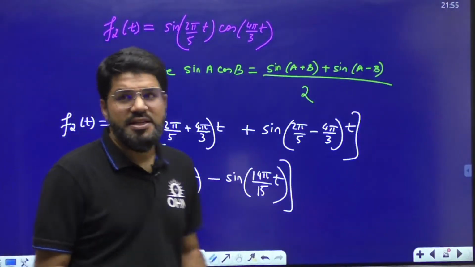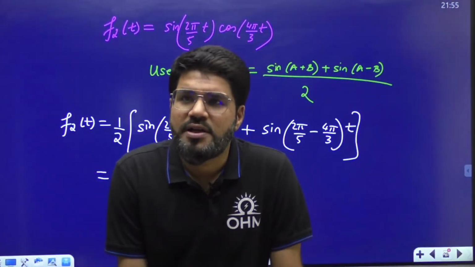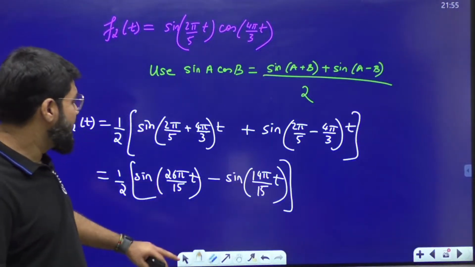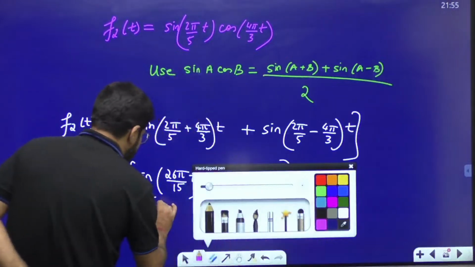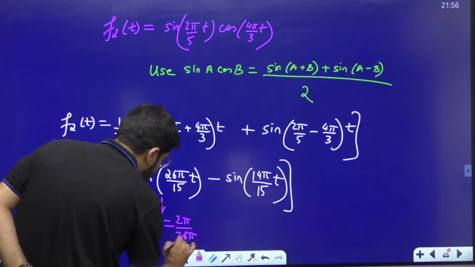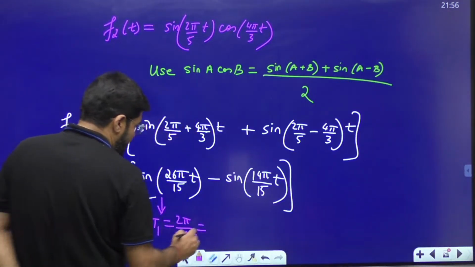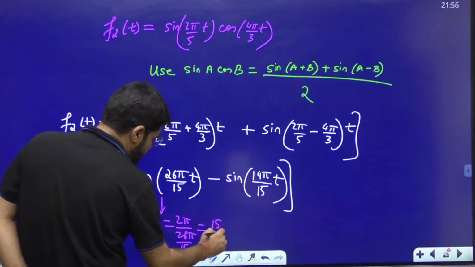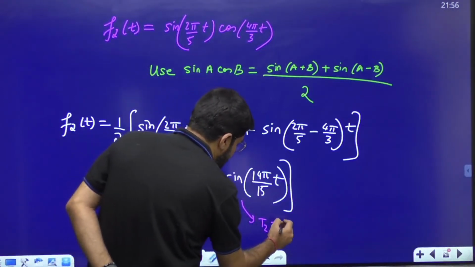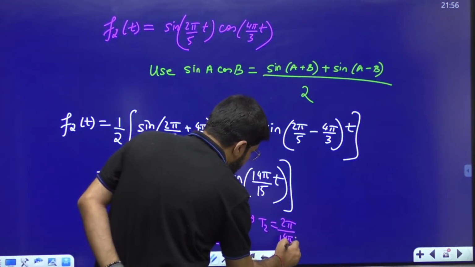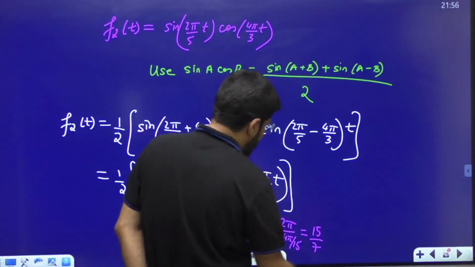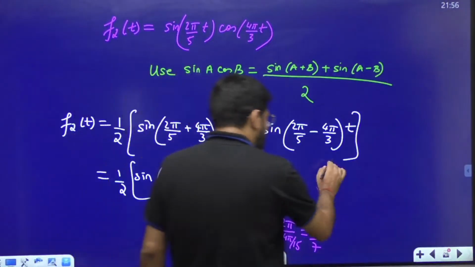This is the answer: again a linear combination of two signals. Yes, that is what we have applied. Now once again, what is the time period T1? Let us say the time period of this part is T1, which is 2 pi upon 26 pi by 15. Pi cancels, 15 goes above, and 2 cancels with 26, so 15 by 13. The time period of the next part is 2 pi upon 14 pi by 15, so 15 by 7. Now, what is the ratio?